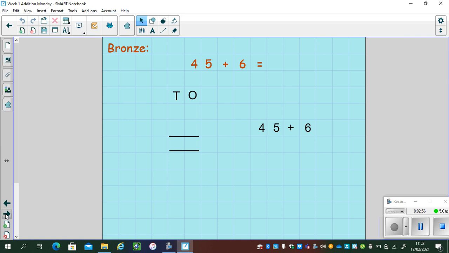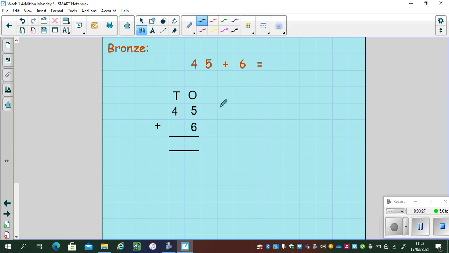So let's have a little look at what bronze will look like. Here's an example of a bronze question. 45 add 6. So we've laid out our tens and our ones. 45 is 4 tens and 5 ones. So I place them in the correct place value columns. Add goes at the side. And this 6 is worth 6 ones. Now that they are all in the correct place, we can add.